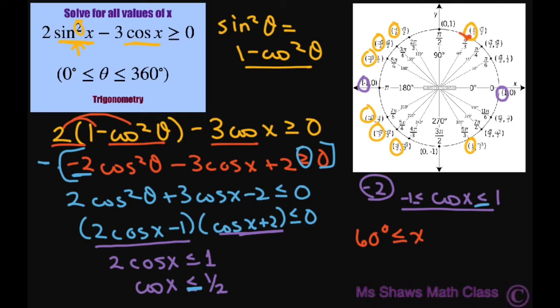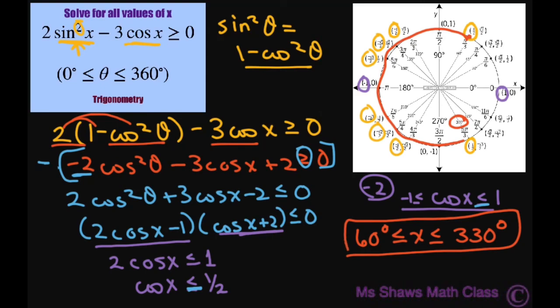And then we're going to go all the way around here until we get to this 1/2. So that's going to be less than or equal to 300 degrees. And that's your final answer. These numbers here are greater than 1/2, so we have to disregard those.